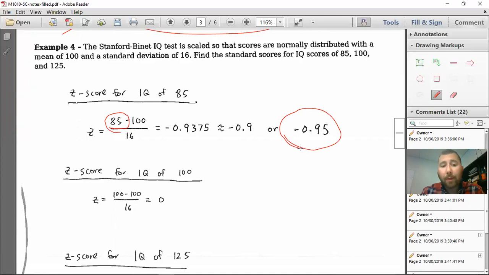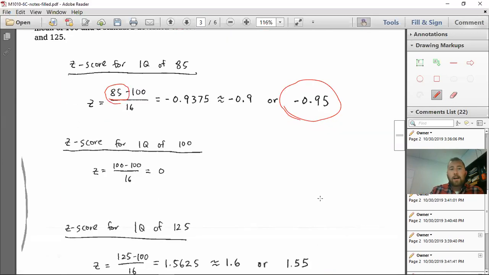If you use a calculator, negative 15 divided by 16 is what you get, with 15 in the numerator and 16 as the denominator. You get negative 0.9375. Technically, if you were rounding to the nearest 0.05, you would round that up to negative 0.95. Negative 0.9 would be acceptable to use here.